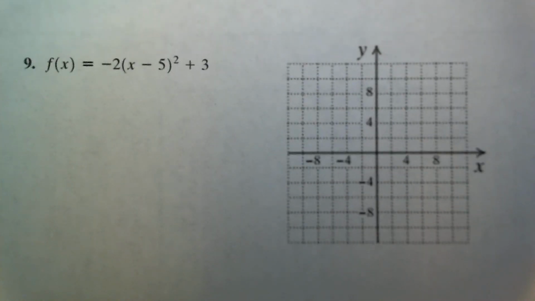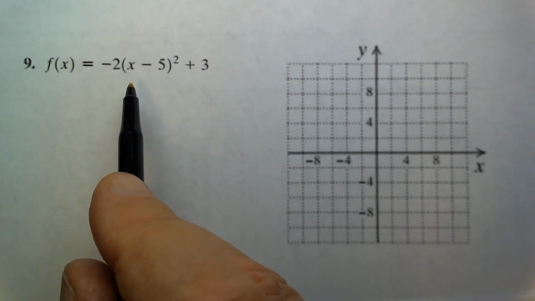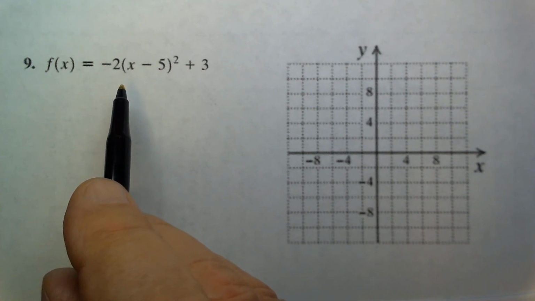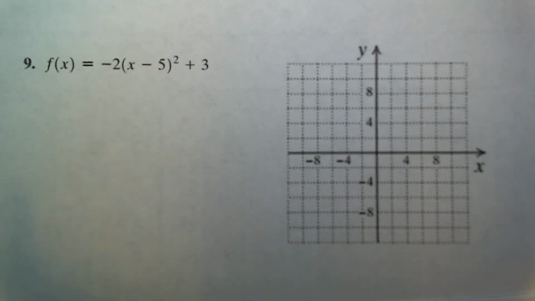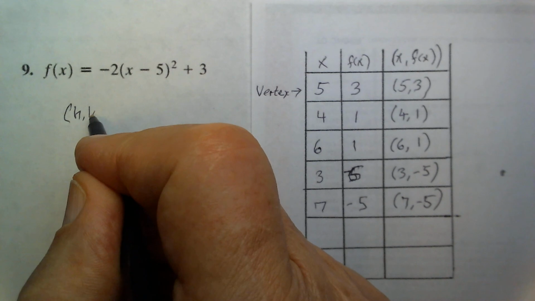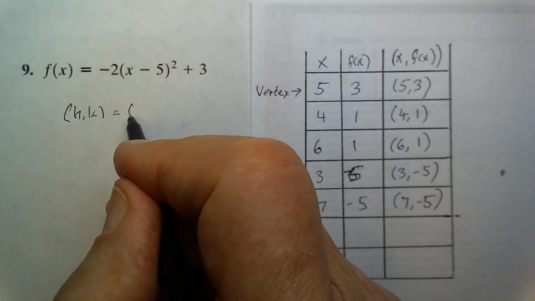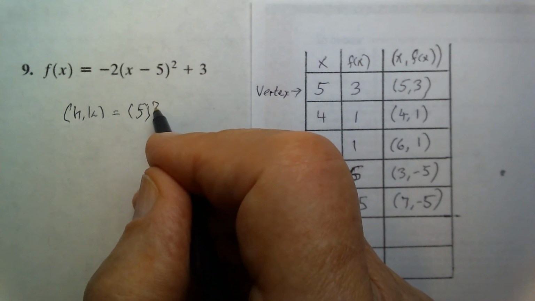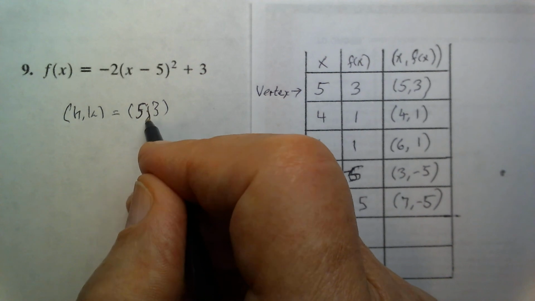Exercise 9 asks us to find the same things: graph the function, find the vertex, the line of symmetry, and the maximum or minimum value. And since a is negative, we know we have a downward opening parabola. That means we are looking for a maximum value of the function. And so first, let's generate a table of values for the ordered pairs. So in this case, h comma k, h is equal to 5, and k is equal to 3. So 5 comma 3 is our vertex.